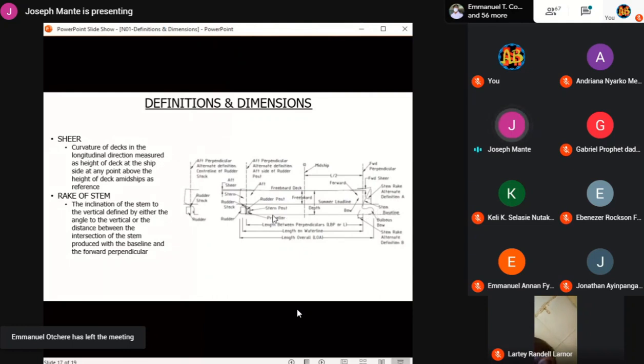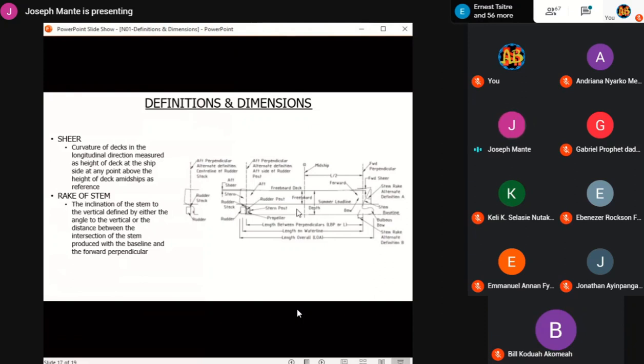So you can see that the forward perpendicular meeting the water line forms a certain angle there. That angle is what they call rake of water stem. You see that there is the summer load line, and now there is the forward perpendicular. So it's cutting. Exactly, that is where the angle needs to be calculated. That is an alternative definition.